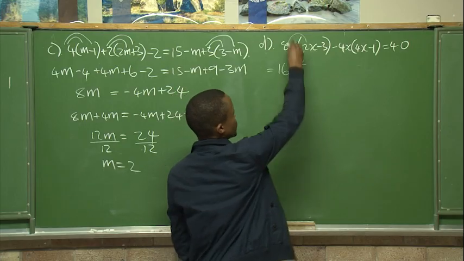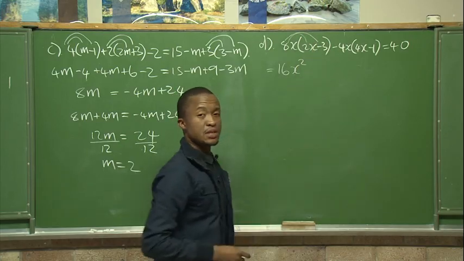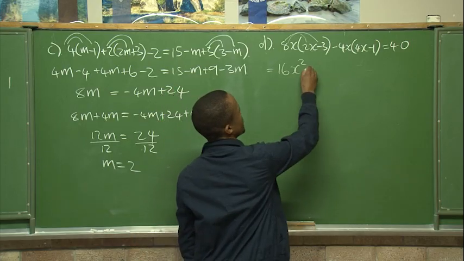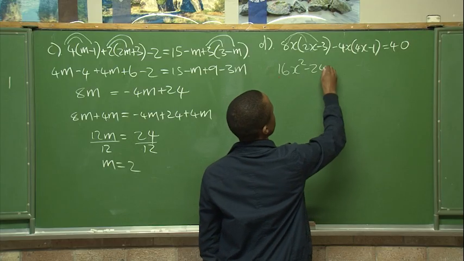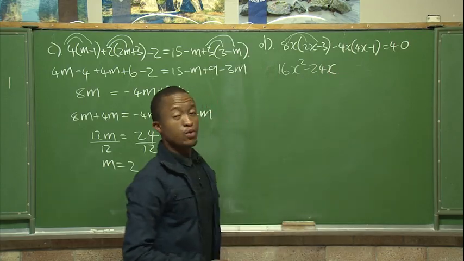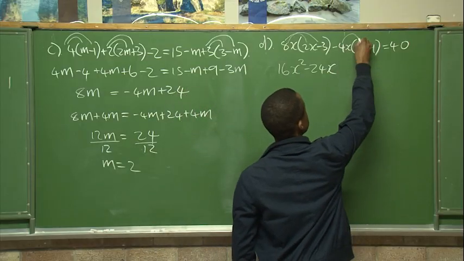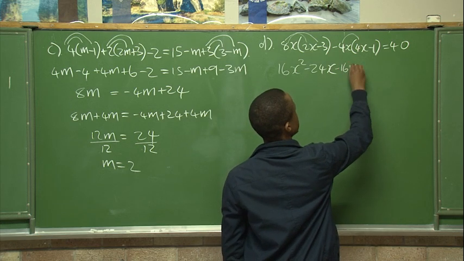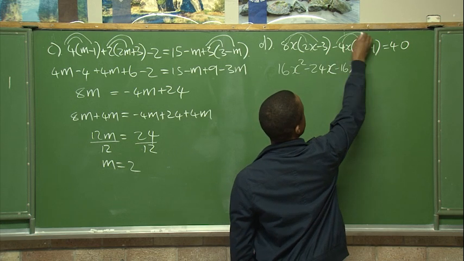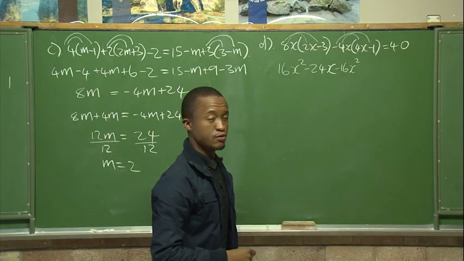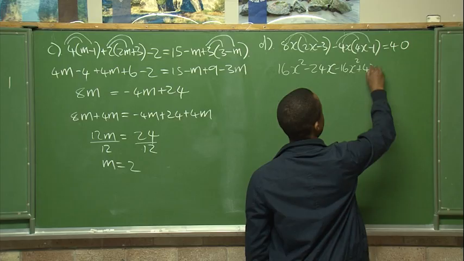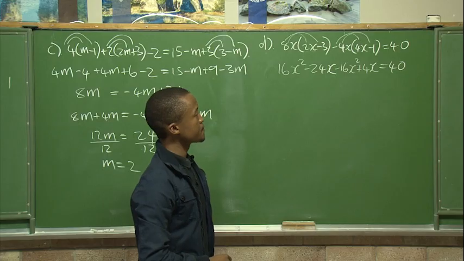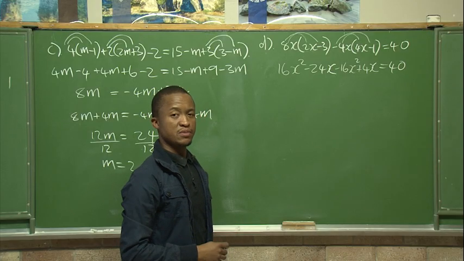We then multiply 8x with negative 3. 8x multiplied by negative 3 will be negative 24x. We then distribute negative 4x with positive 4x, and that will be negative 16x squared, and negative 4x multiplied by negative 1 will be positive 4x. And then we still have 40 on the right hand side of the equation. What then do we do? Add the like terms accordingly.